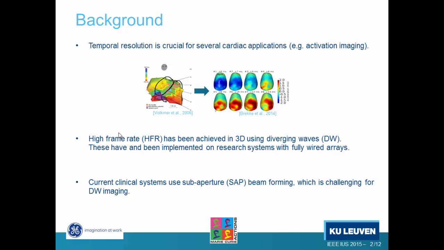For instance, activation imaging. And luckily, there has been lots of work in this field, and we have nowadays multiple options to increase temporal resolution. For instance, we know that in 3D, if we use diverging waves, we can achieve very high frame rate. However, this has been implemented on research systems which use fully wired probes. On the other hand, clinical systems make use of sub-aperture beamforming, which seems to be challenging to combine with diverging waves, as we'll see in a minute.